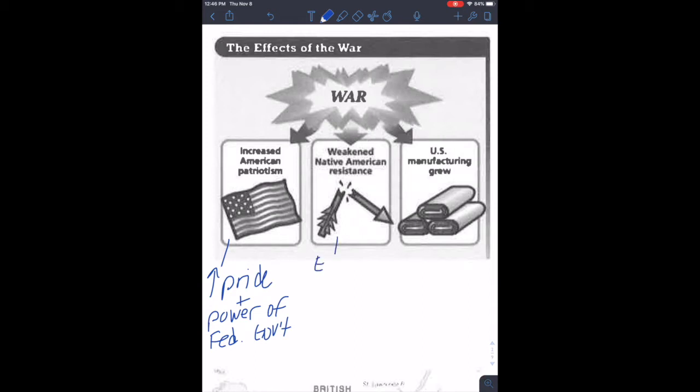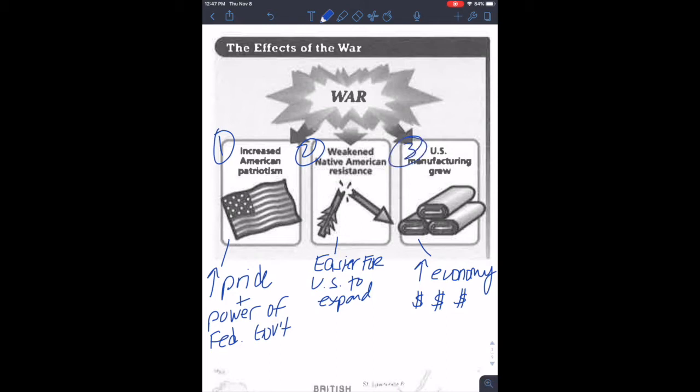This is going to weaken the Native American resistance and going to allow for American settlers to start to move further west, with less issues with Native Americans. This is not good for the natives. We're going to see a lot of death and destruction, but the United States will move west and add more land to its territory. This war will also increase the U.S. economy and will be a positive thing on the economic front.